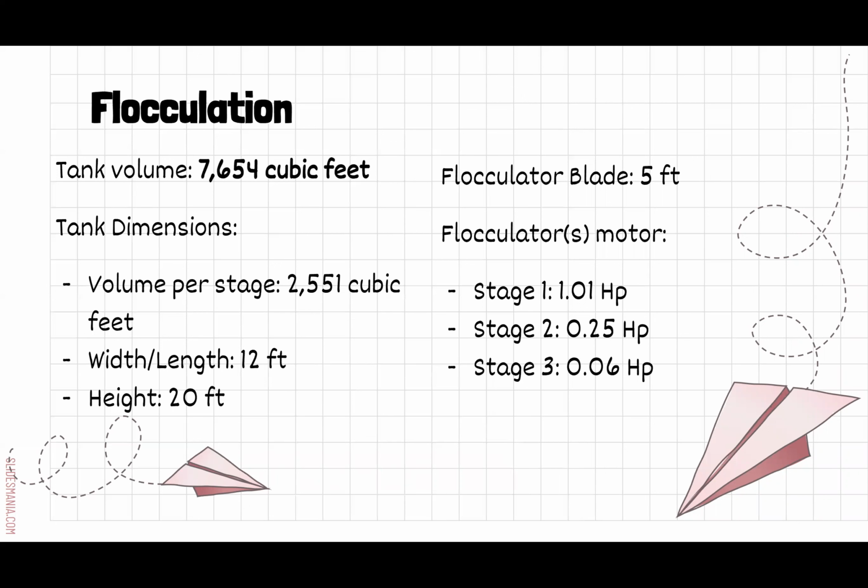Based on that, our tank volume was 7,654 cubic feet, with 2,551 cubic feet of volume for each stage, and a width and a length of 12 feet, and a height of 20 feet. For our flocculator blade, we decided on a diameter of 5 feet, which was picked due to it meeting the geometric ratio standards.